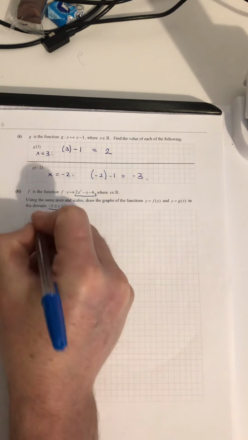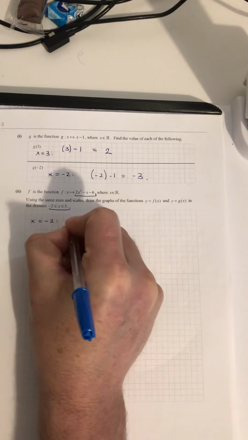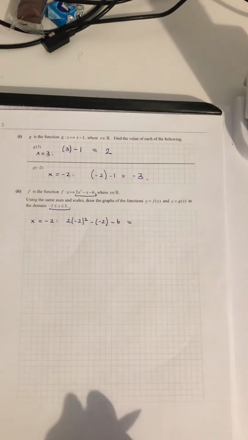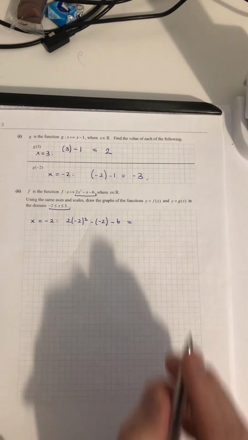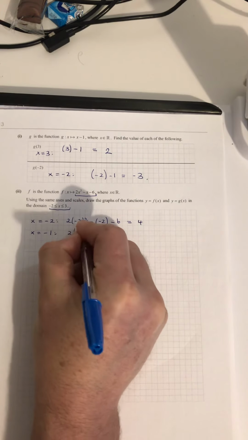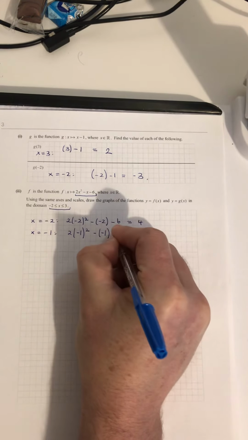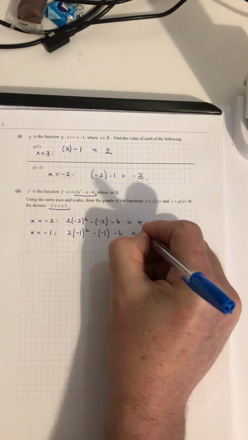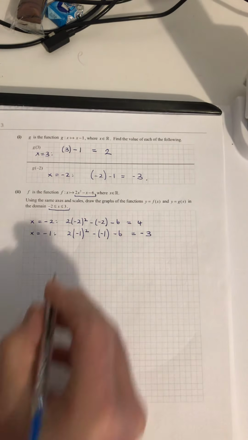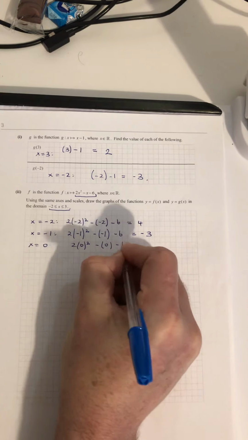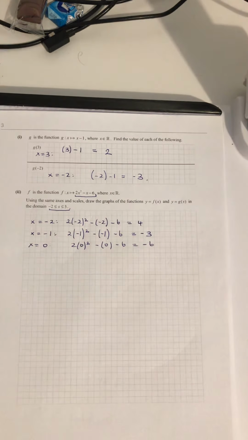Now we're going to use the same axis for this function f of x between minus 2 and 3. When x is minus 2, 2 times minus 2 squared minus in brackets minus 2, minus 6 is equal to 4. When x is minus 1, 2 times minus 1 squared minus minus 1, minus 6 is equal to minus 3. When x is 0, 2 times 0 squared minus 0 minus 6 is minus 6.